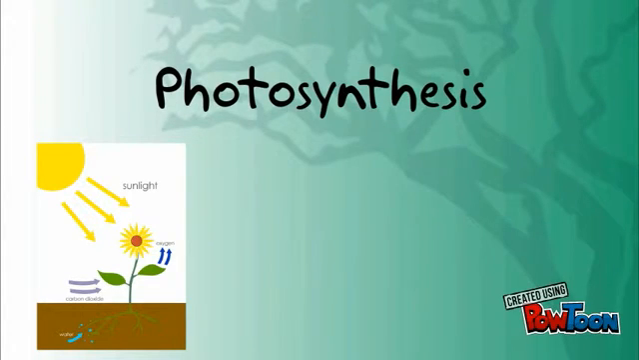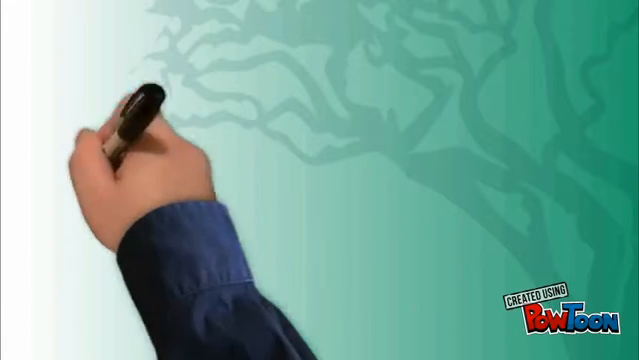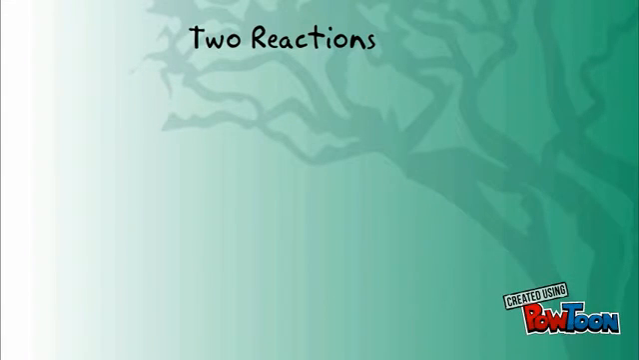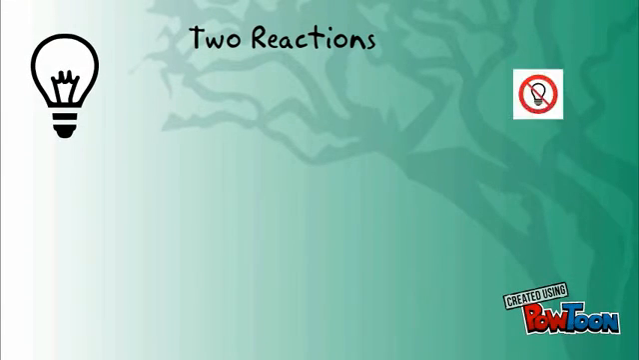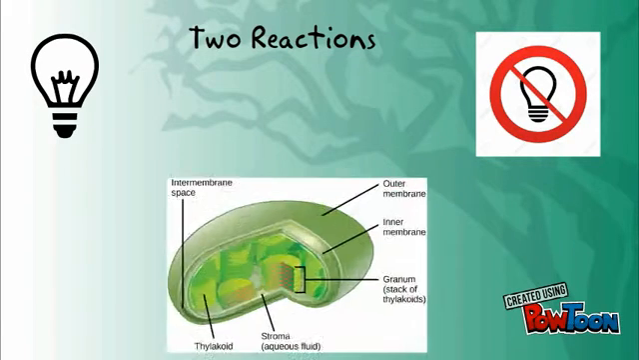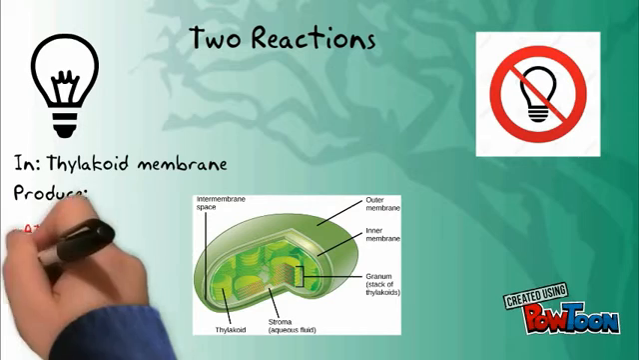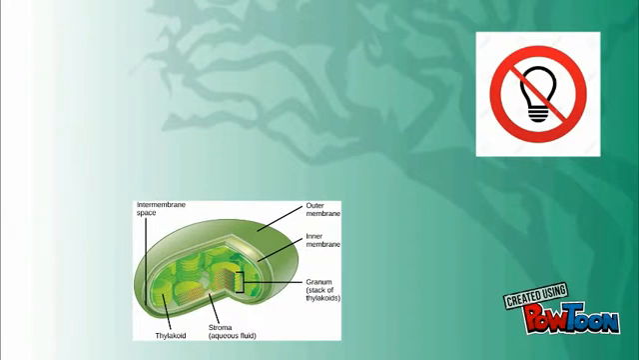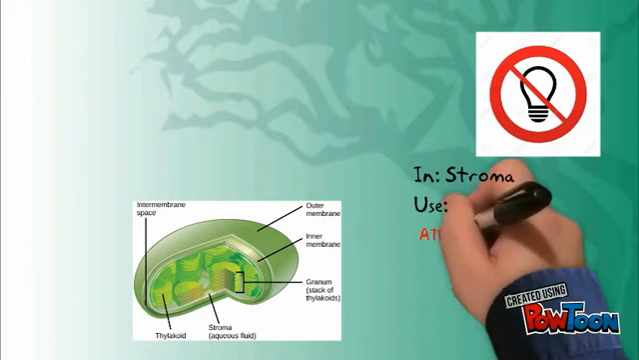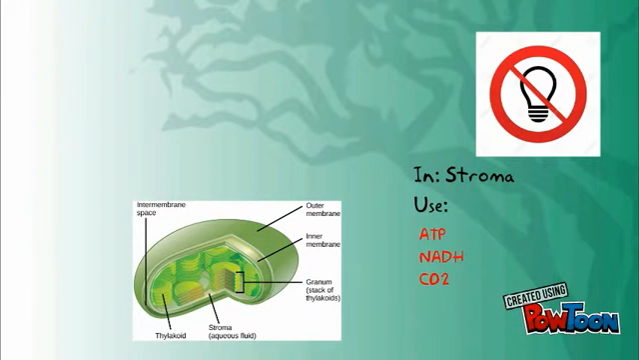In this video, we are going to talk about photosynthesis, which is the conversion of light energy to chemical energy by plants. This process includes two important reactions, which are the light-dependent reaction and the light-independent reaction. The first one occurs in the thylakoid membrane and produces ATP, NADPH, and O2, while the second one, also known as the Calvin cycle, occurs in the stroma and uses CO2, ATP, and NADPH to make carbohydrates.